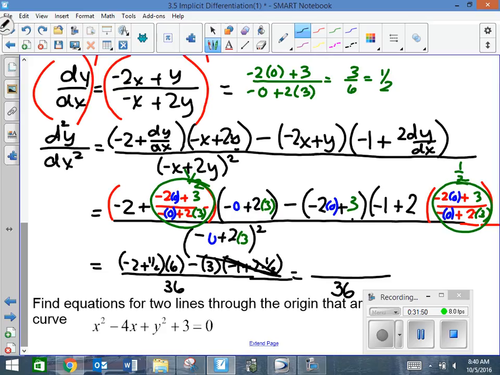Okay, watch your parentheses when you're substituting. Because see, this is 1/2. This is 2. 2 times 1/2 is 1. 1 plus negative 1 is 0. 0 times anything is 0. So that mess is 0. Okay. Negative 2 plus 1/2, I'm just going to distribute. Negative 12 plus 3. So what's that? Negative 9/36 or negative 1/4? Is that what y'all got?